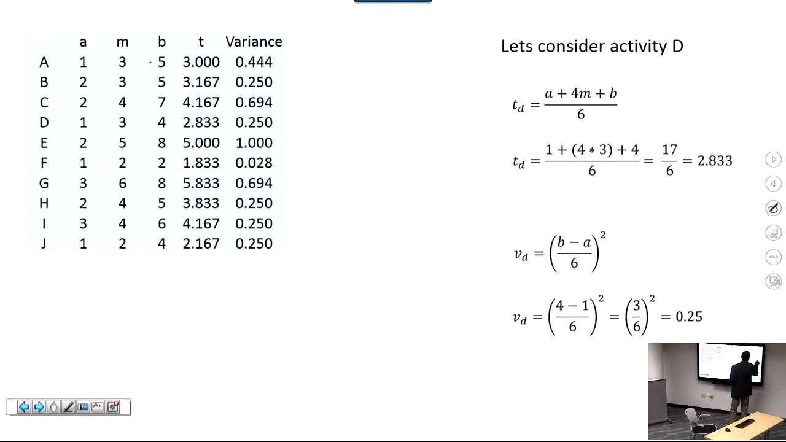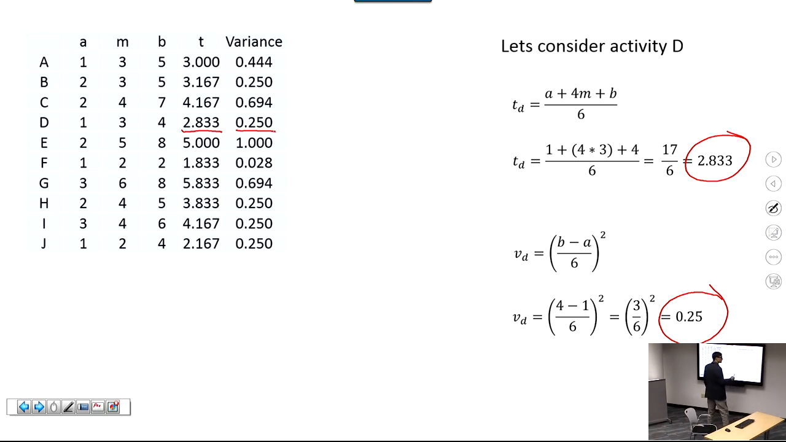These estimates that we found for D, 2.833, that's right here. The variance for activity D is 0.25, that's right here. All right, and you do that for every other activity, you will get all the information that you see in this complete table.